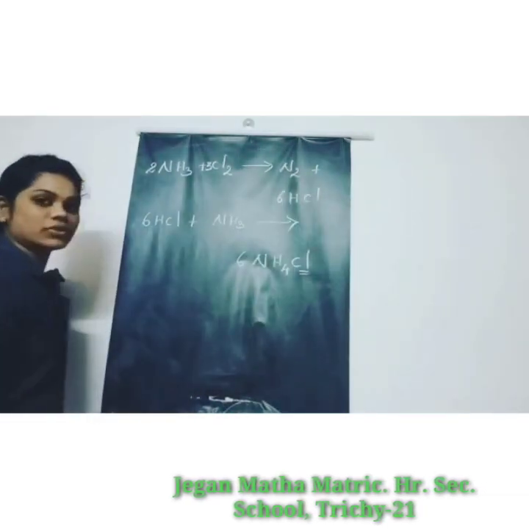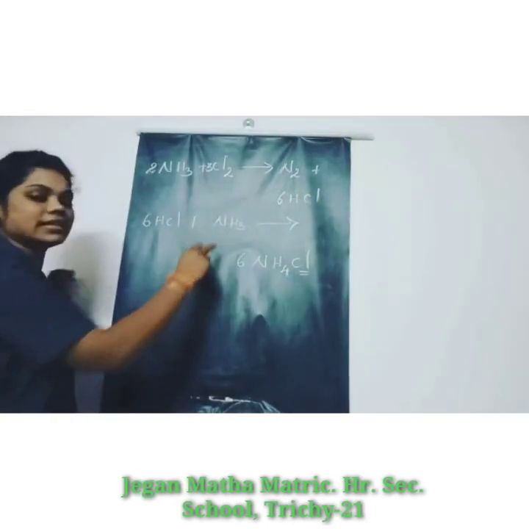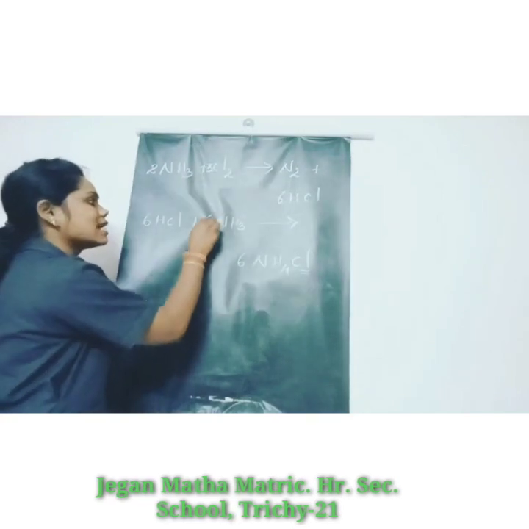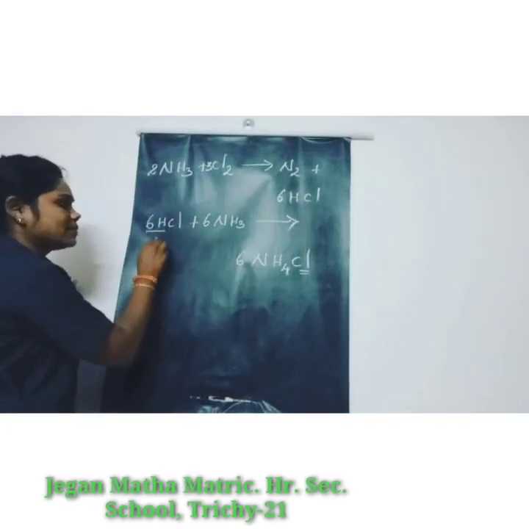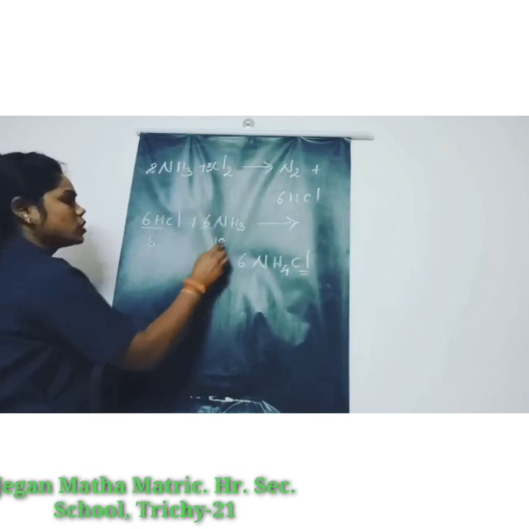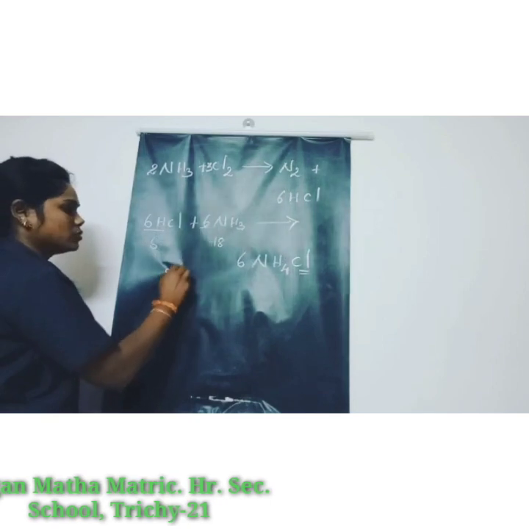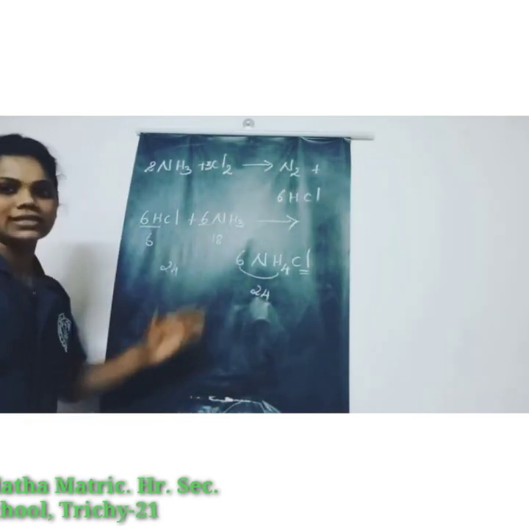Here chlorine only 1 time, but here chlorine is 6 times, so 6 times of chlorine. Now nitrogen here 6 times, but nitrogen here only 1 time, so 6 times of nitrogen. Okay, and then hydrogen here 6 times, here hydrogen 3 6s are 18, so 18 plus 6 is 24. So here 6 4s are 24. So this equation is balanced.